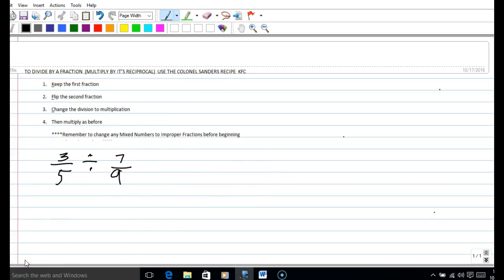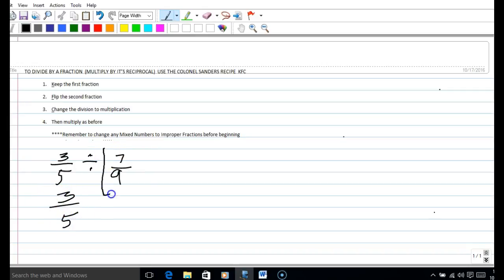We have completed our discussion on multiplication of fractions and mixed numbers, so now we want to move on to division. And to divide by a fraction, you multiply by its reciprocal. So let's look at what that means in the example that we have listed below. So I have 3/5 divided by 7/9.